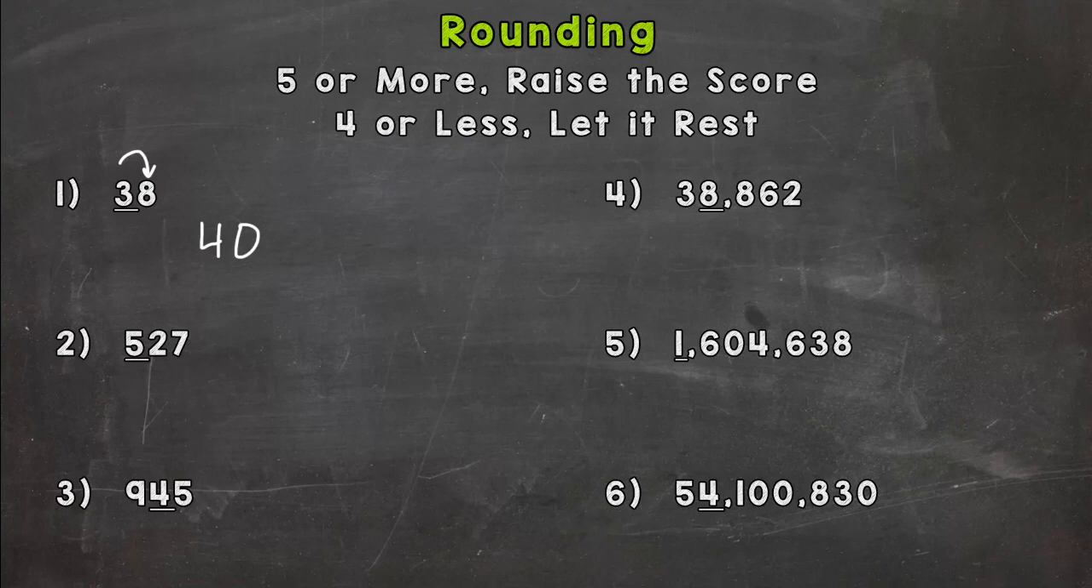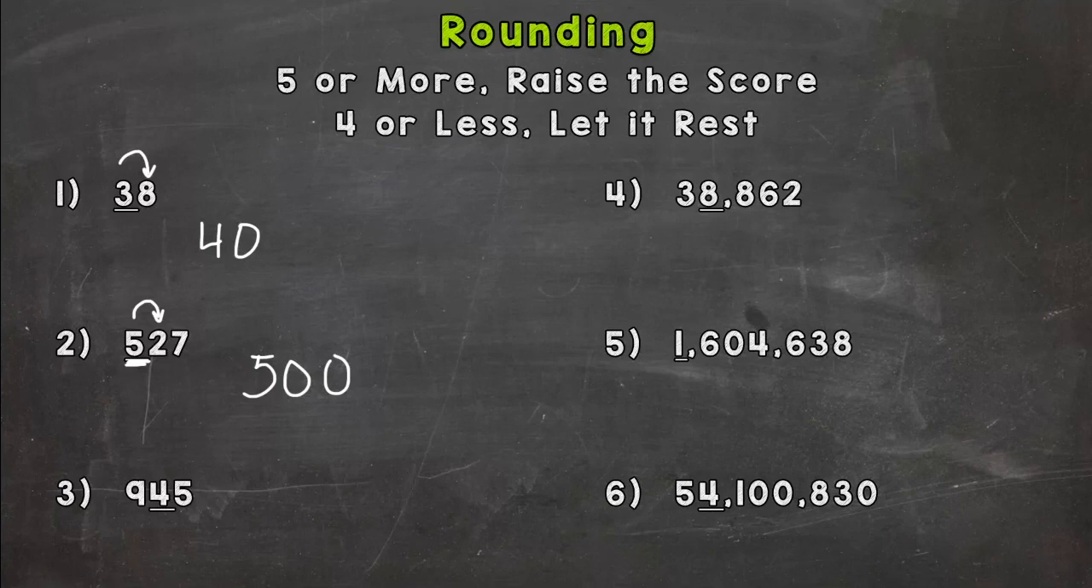Let's take a look at number 2 here. 527. So we are rounding to the hundreds place. We are seeing if this number is closer to 500 or 600. So let's take a look next door. This 2 is 4 or less, so we let the 5 rest. So the 5 stays the same, and our rounded number is 500. Right? This 5 stays the same, and then everything to the right changes to a 0.